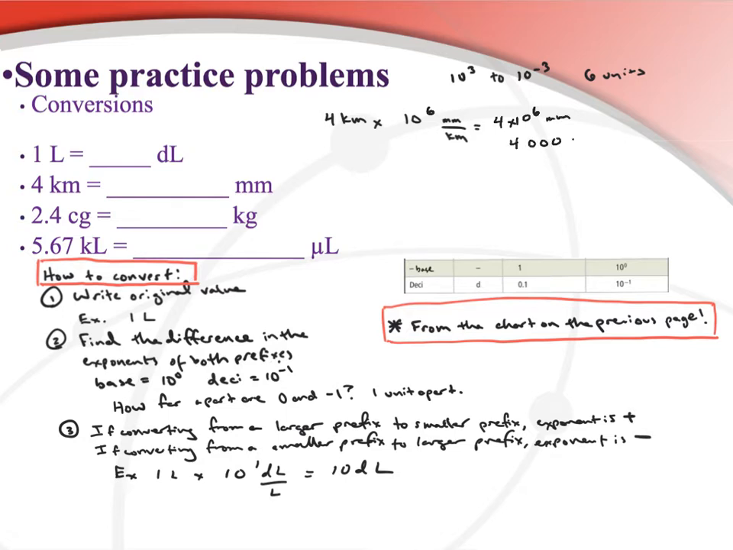1, 2, 3, 4, 5, 6 millimeters. So you're talking 4 million millimeters is the same as 4 kilometers. Okay. I want you to try these two on your own here.